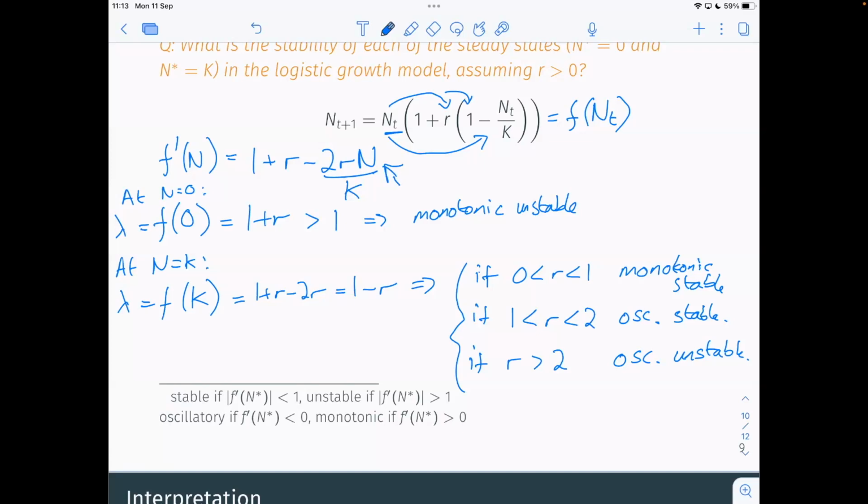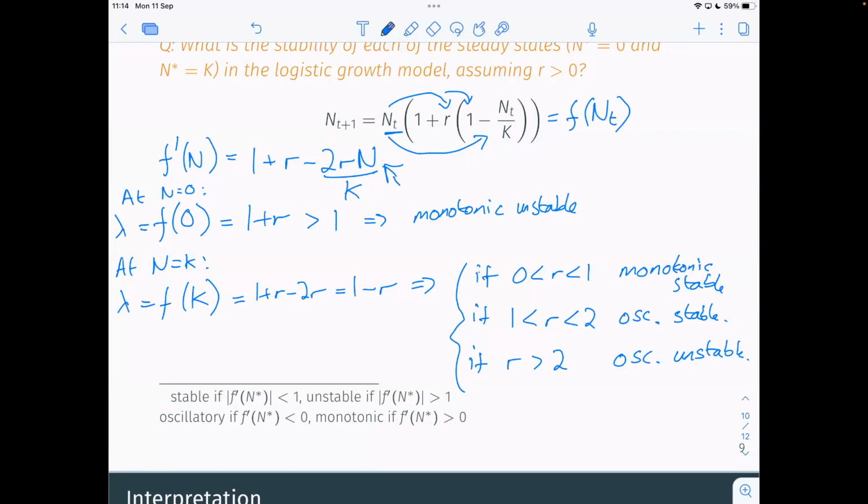So as we increase the growth rate of this population, we can have this slightly counterintuitive scenario where things become less and less stable. You might intuitively think, oh, if the growth rate of a population increases, it will start to become more stable, right? It will tend towards its carrying capacity because it's got more chance of getting there. But no, if r is greater than 2 here, it's oscillatory unstable, and so it goes all over the place.